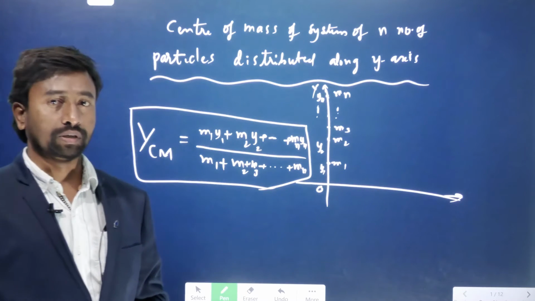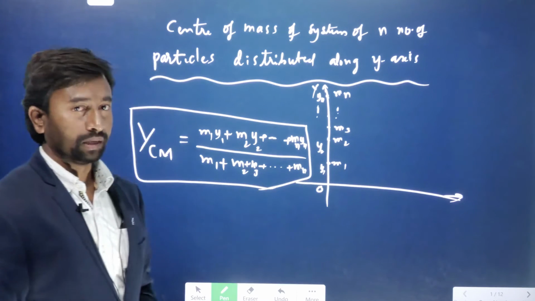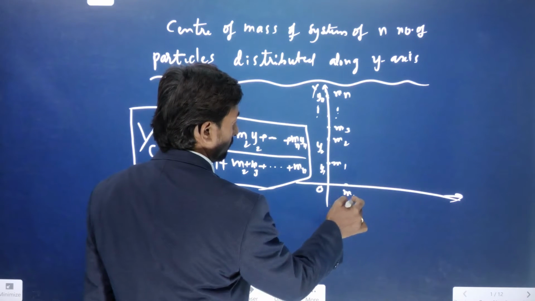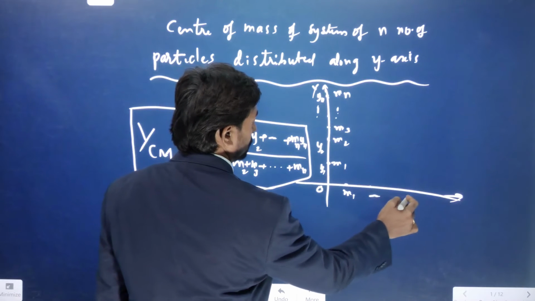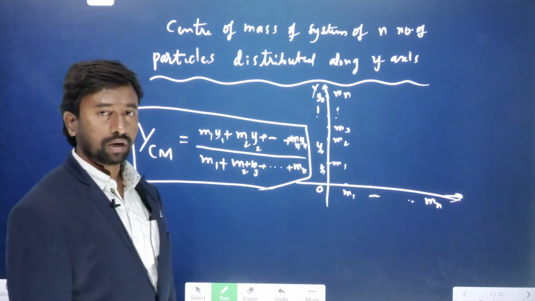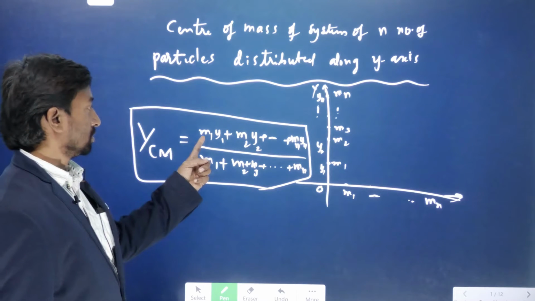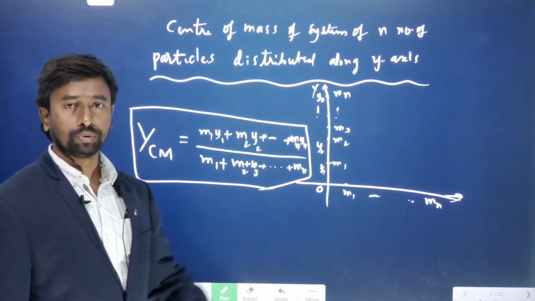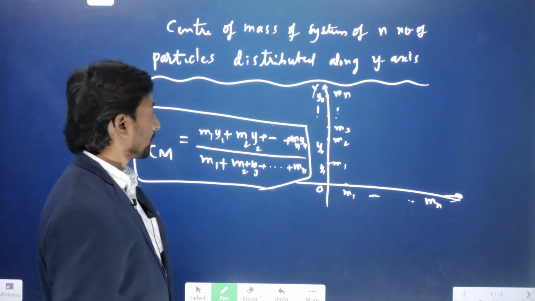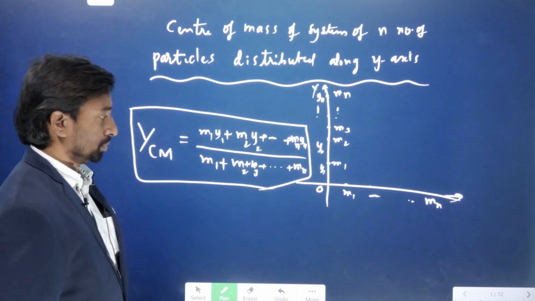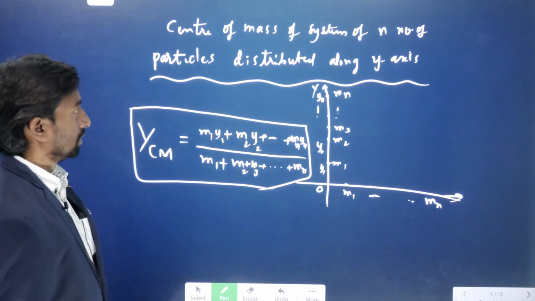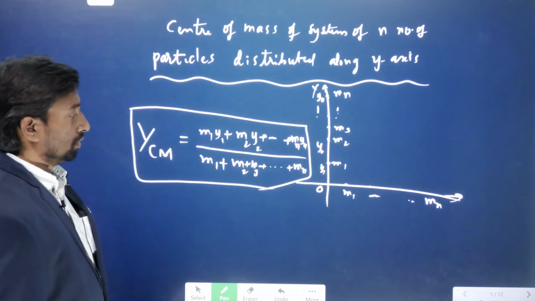Now, in the last class we saw particles m1, m2, and so on up to mn distributed along the x-axis. For that we got the formula XCM is equal to m1 x1 plus m2 x2 and so on up to mn xn, divided by the sum of all the masses of the particles. Okay, nice. So the formula for the system of particles distributed along the y-axis is completed.